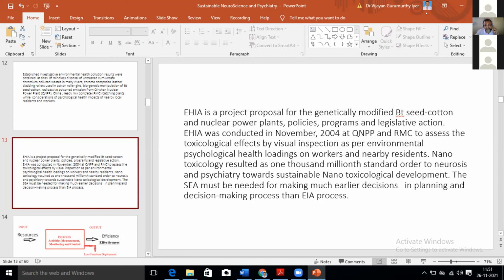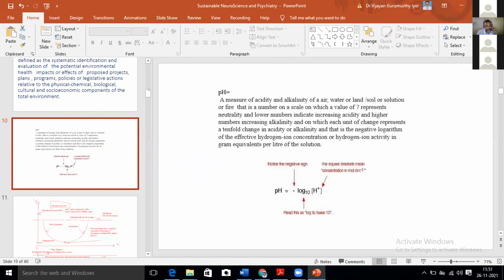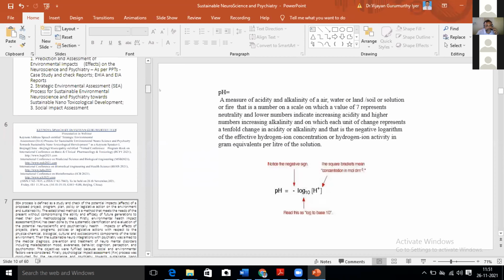Environmental health impact assessment is a process which systematically identifies and evaluates the proposed projects, plans, programs and legislative actions for their environmental effects and environmental health effects. So I am just giving this particular slide.